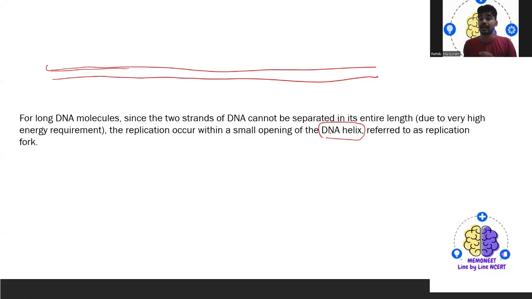This is referred to as the replication fork. So where will replication happen? Replication is going to happen within a small opening of the DNA helix, which is referred to as the replication fork. Say if it is a DNA, the strands start moving opposite to each other. At that time, another complementary strand starts getting synthesized.